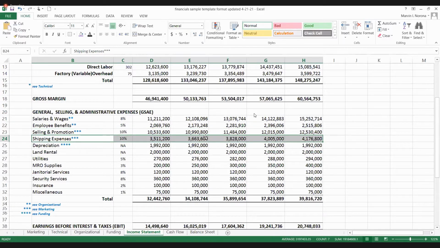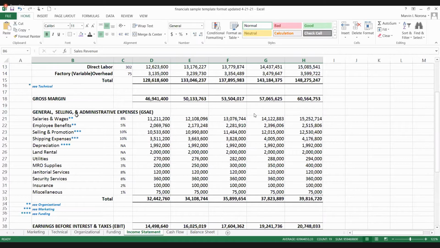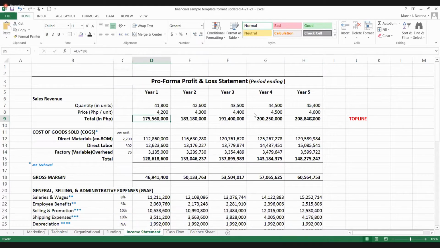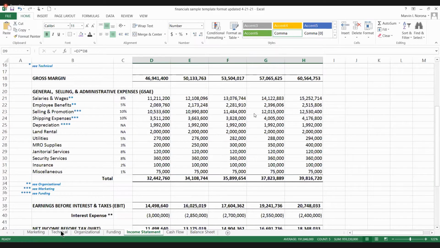So, if you have taken care of that in the marketing plan, okay. So, ang gagawin lang, copy reference lang. Ito lang. So, ang nakuha ng marketing, itong top line, pati yung dalawang major cost ng selling and promotion, pati shipping. Okay? All of which are dependent on the sales revenue. Okay. Sige.